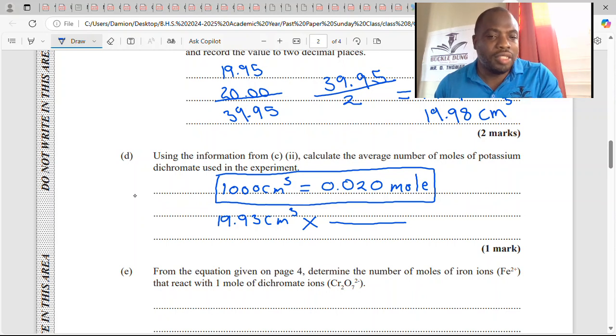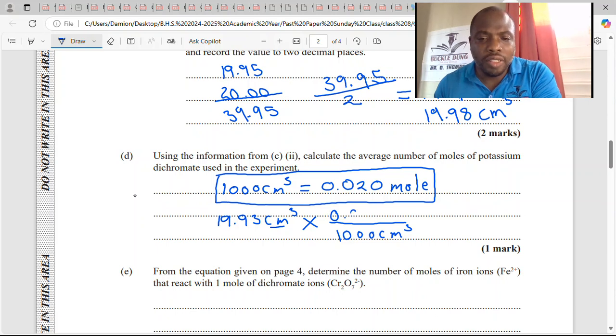But for the students that I teach, if you're coming for the first time, whatever unit that is here, that is what you put as the denominator. So I go 1000 centimeter cube and 0.020 mole. Again, I'm experiencing some challenges with students understanding what this means.